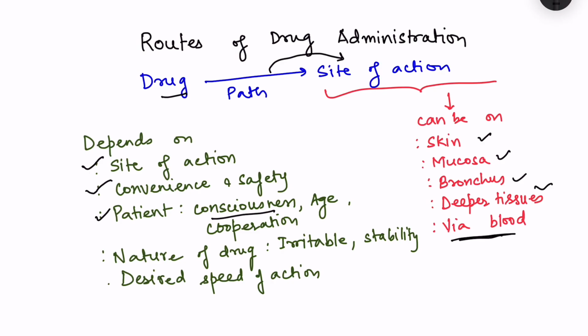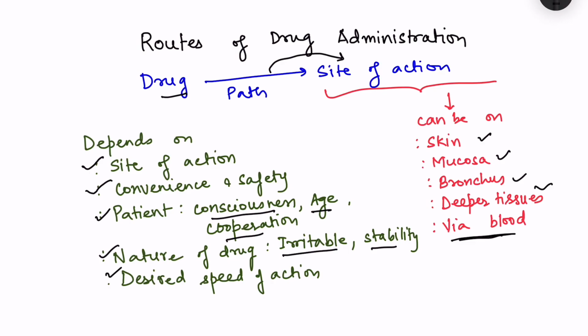An unconscious person cannot pop the pill orally, right? So whether the person is cooperative, for example, a child may not be cooperative for an oral drug as well, and the dosage form also will depend. Orally the person may take syrup but not tablet. Then the age of the person also matters. Then the nature of the drug, whether the drug is irritable or how stable the drug is. If the drug is too irritable, for example, it cannot be given sublingually. Sublingually, the drug has to be kept below the tongue, and if the drug is irritable, it may damage the mucosa.